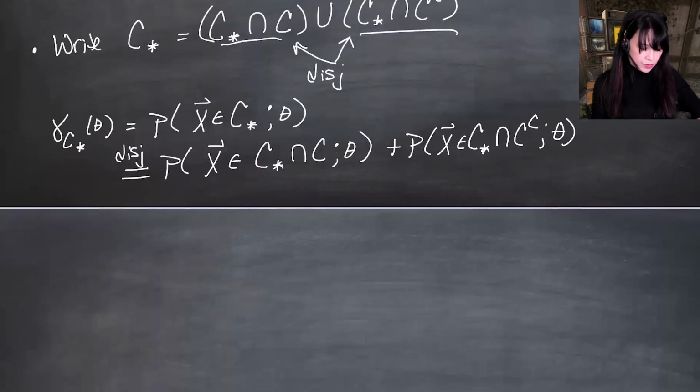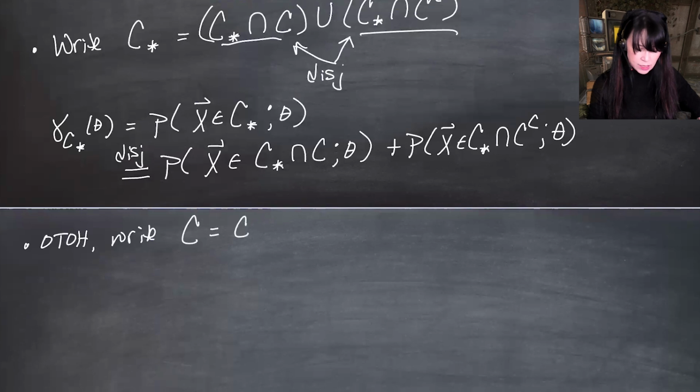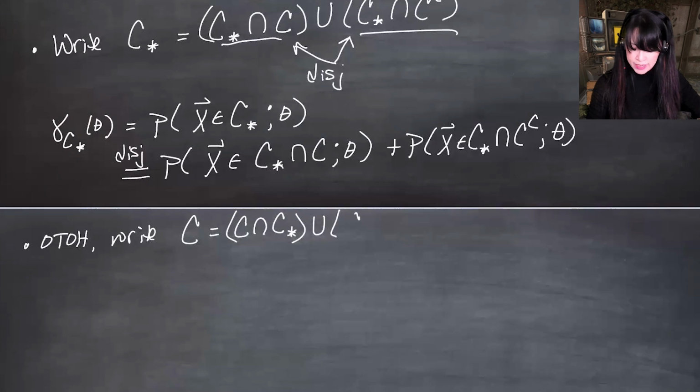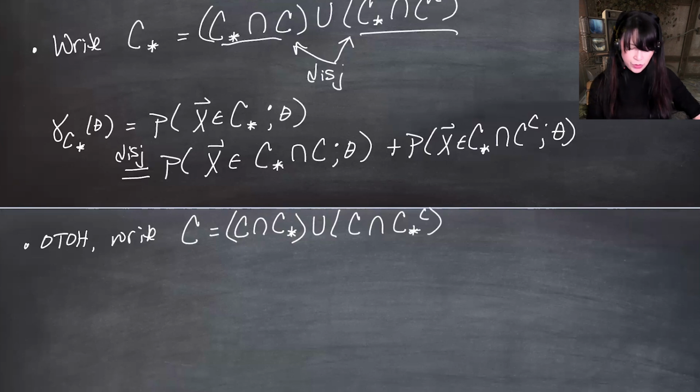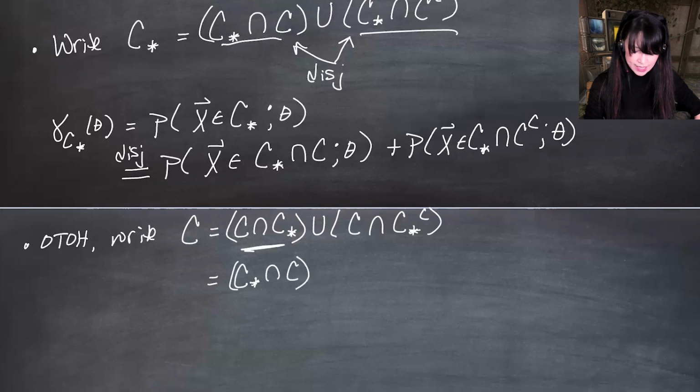And let's do an on the other hand. So on the other hand, we could write that C is the part of C that intersects with C star, unioned with the disjoint piece, the part of C that intersects with C star complement. I'm just going to take a moment to rewrite this in the other direction. I mean, intersecting two sets, it doesn't matter what direction you intersect them in. So most of you are going to think this is silly, but just in case, I want it to look like the set above.